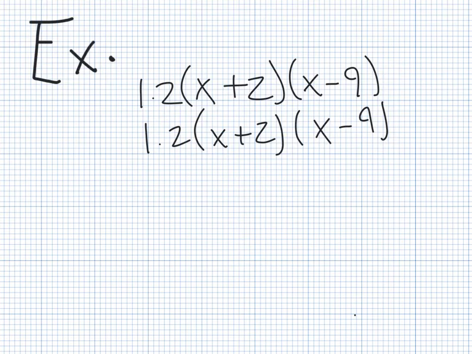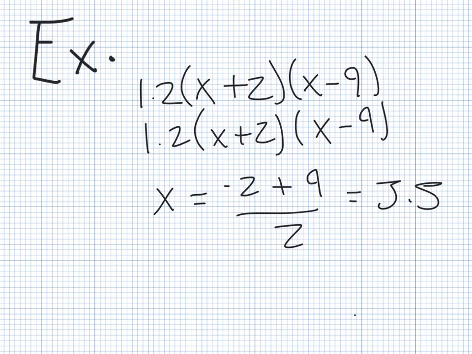Now you're going to do the equation. x is equal to r1, which in this case is going to be negative 2, plus r2, which in this case will be positive 9, divided by 2. So that's going to be 9 minus 2, which is 7. 7 divided by 2 is equal to 3.5. So that is our axis of symmetry.